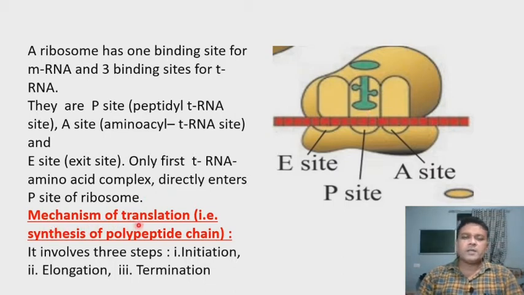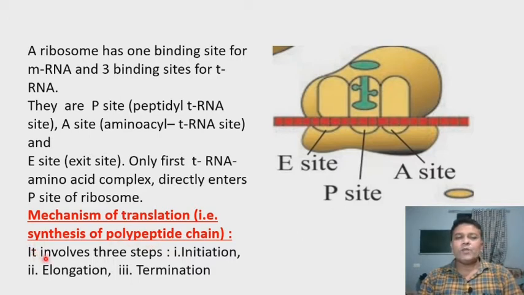Now translation means, in transcription DNA produces messenger RNA, and messenger RNA translates the type of protein to be produced to the amino acids, and accordingly a polypeptide chain of amino acids is produced. So this polypeptide chain is produced in the process of translation, or it is also called protein synthesis.